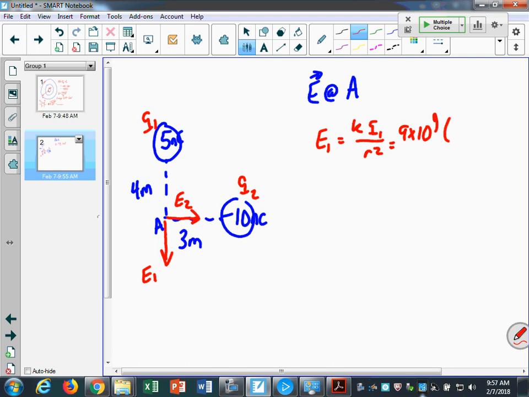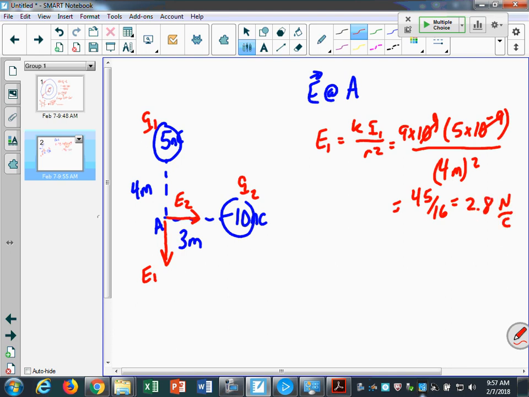5 times 10 to the minus 9 divided by 4 meters squared. And so that is 45 divided by 16, whatever that is. What is it? You're amazing. 2.8 newtons per coulomb.